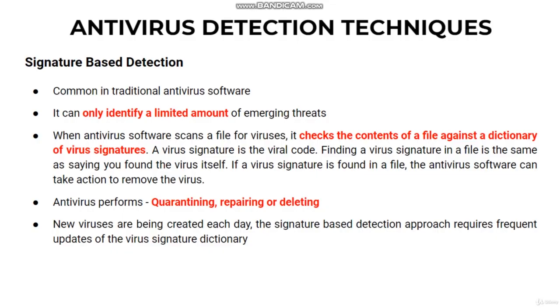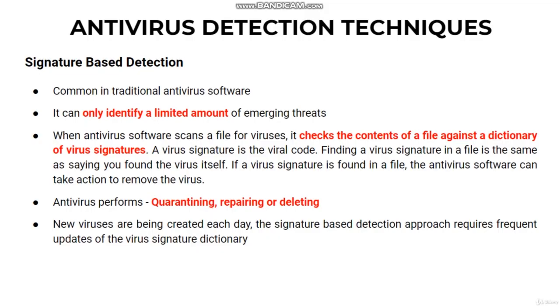In this lesson, we will see how an antivirus software detects whether the file has a virus present in it. So in short, we are going to discuss the detection techniques. The first one is signature-based detection. It is the most common method to identify viruses and other malware.